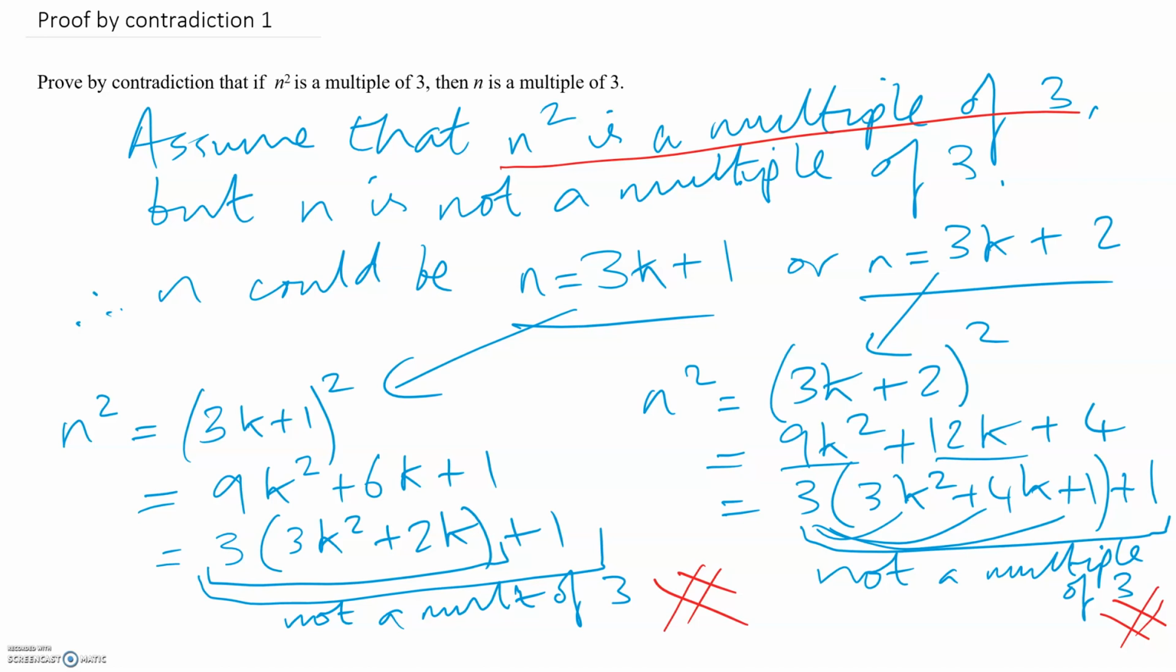Okay, so because we got that contradiction, we can say therefore if n squared is a multiple of 3, then n is also a multiple of 3. So we have proved the original statement is true now.